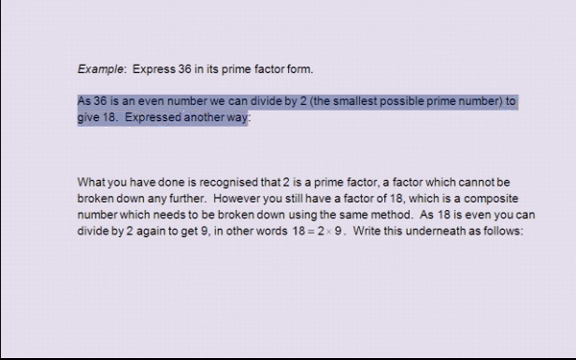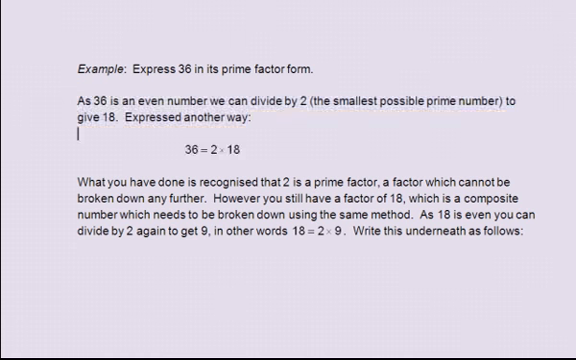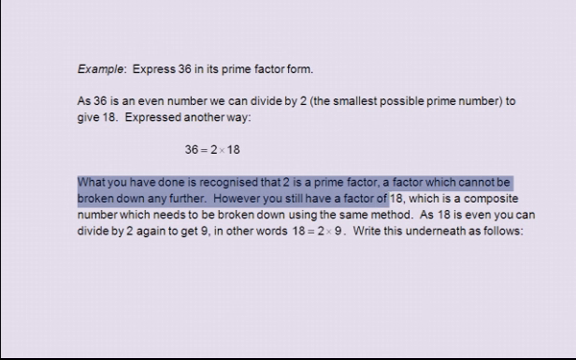Expressed another way, 36 equals 2 multiplied by 18. What you have done is recognise that 2 is a prime factor, a factor which cannot be broken down any further. However, you still have a factor of 18, which is a composite number which needs to be broken down using the same method. As 18 is even, you can divide by 2 again to get 9.